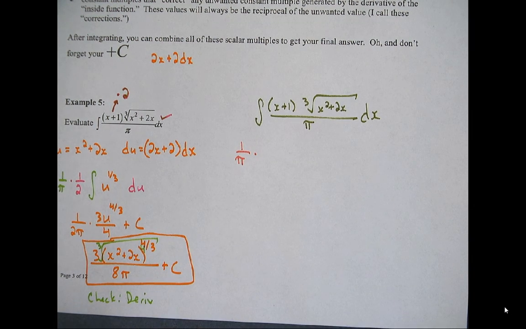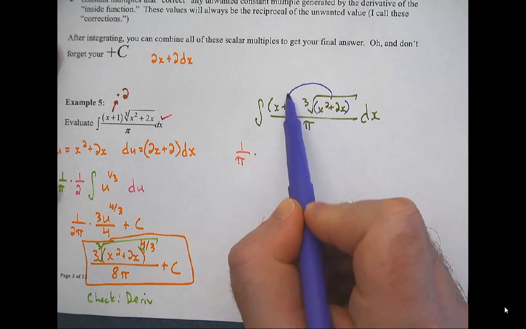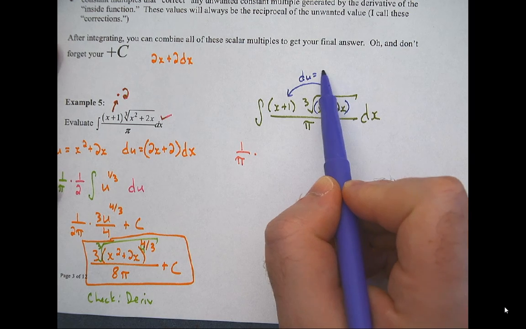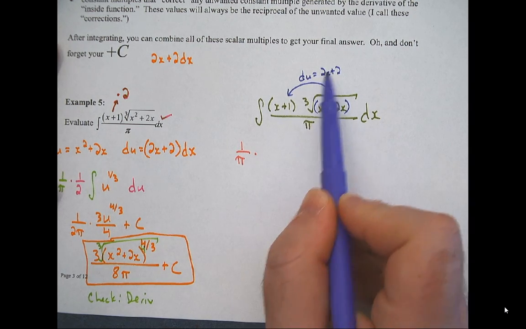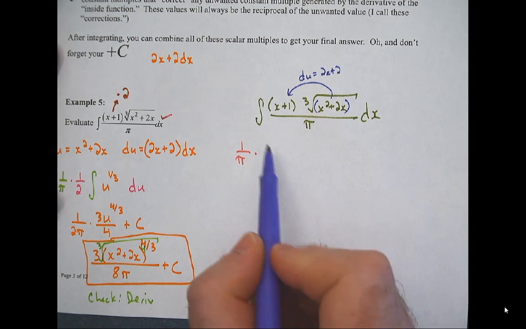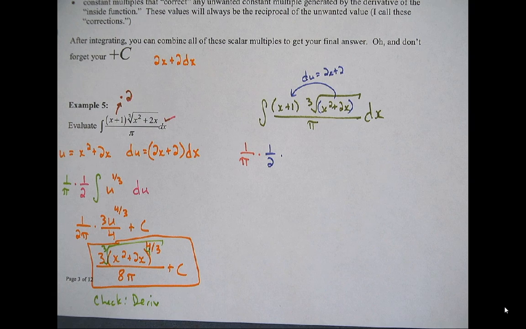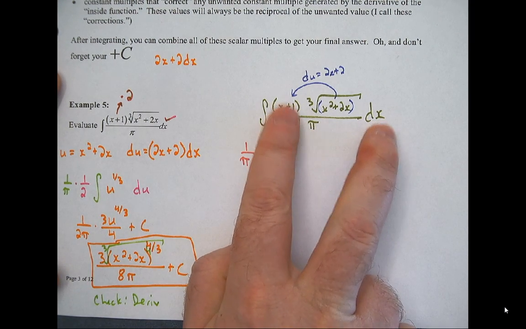Now, do we have any corrections that we're going to have to make? Now, over here, we know we've already done it, but try to think through it again. We find corrections by taking the inside and doing du. Du would be 2x plus 2, which is off by a 2. So we have to correct that with a 1/2. So now in his head, he's taking care of this. He's taking care of those.